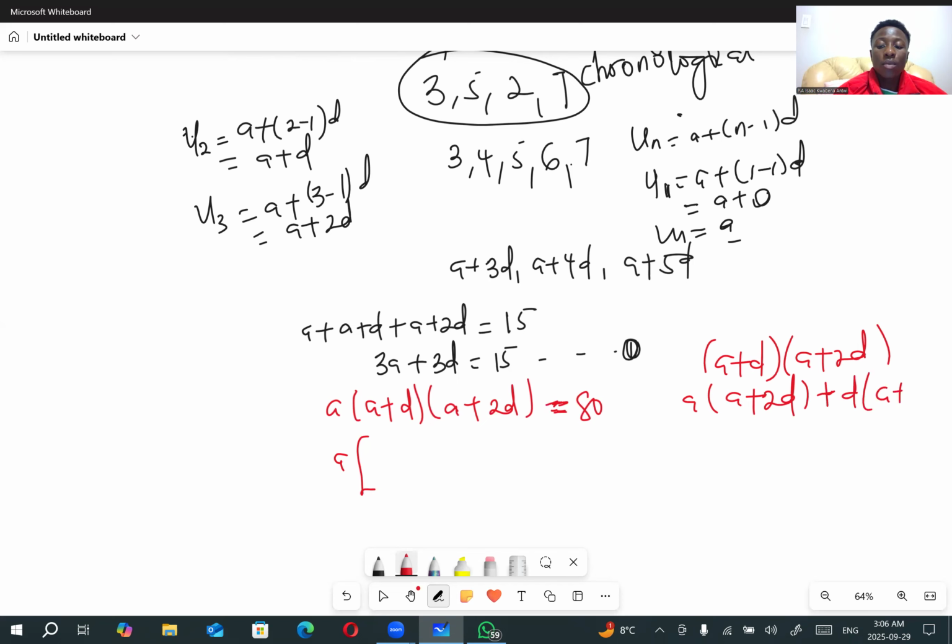And d into bracket a plus 2d. So now you expand. View it like this and expand for me. Go on. a times a is what? a squared. Go on. a times 2d is 2ad, plus ad, plus 2d squared.